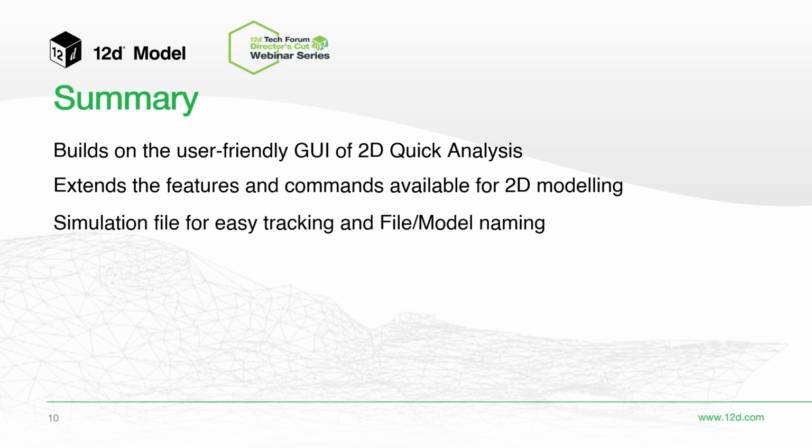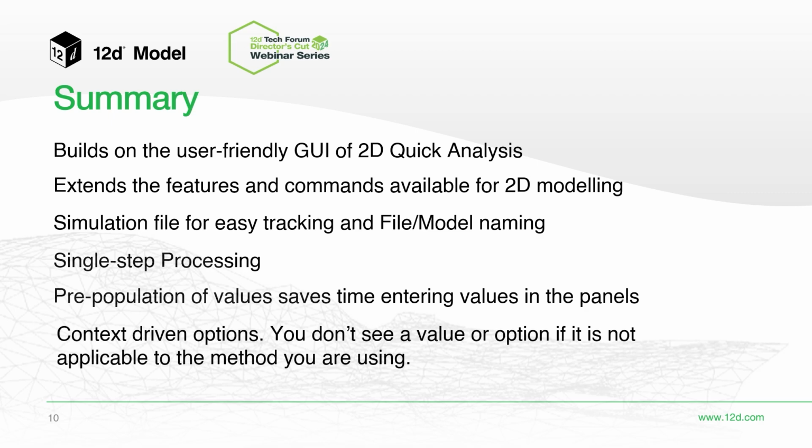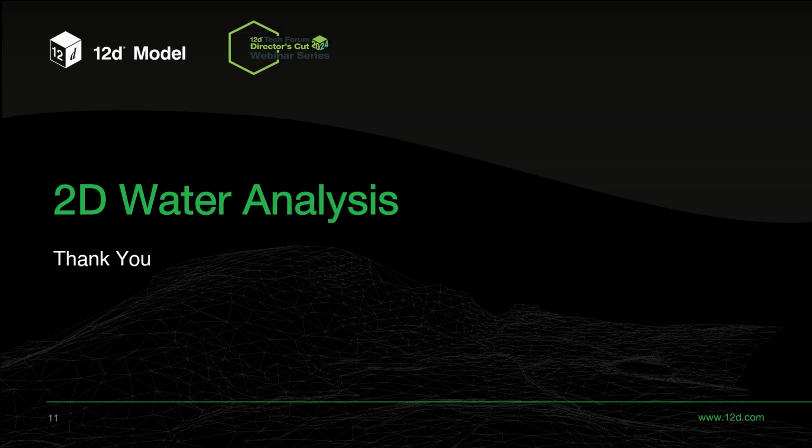The simulation file is brilliant for the tracking and the file and model naming. It is a single step process, so you won't be using the 2D quick analysis if you've got access to the 2D water analysis. The pre-population of values saves time entering in values in the panels. And lastly, it's a context-driven option, so you only see what you need based on what you've selected.